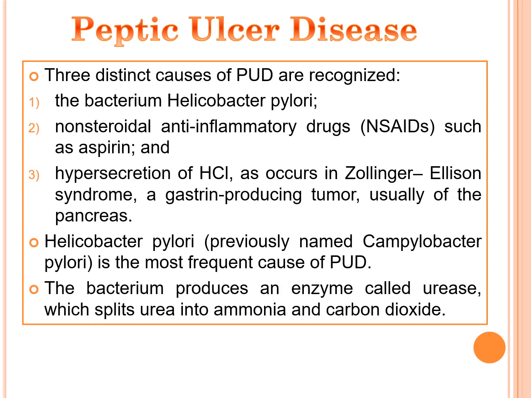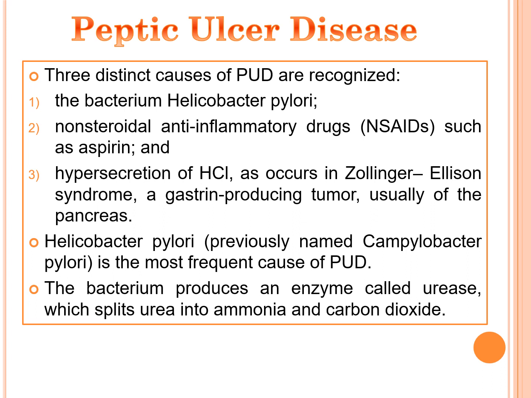Three distinct causes of peptic ulcer disease are recognized. The bacterium Helicobacter pylori, non-steroidal anti-inflammatory drugs such as aspirin, and hypersecretion of HCl, as occurs in Zollinger-Ellison syndrome, a gastrin-producing tumor usually of the pancreas. Helicobacter pylori, which was previously named Campylobacter pylori, is the most frequent cause. H. pylori is the most frequent cause of peptic ulcer disease.